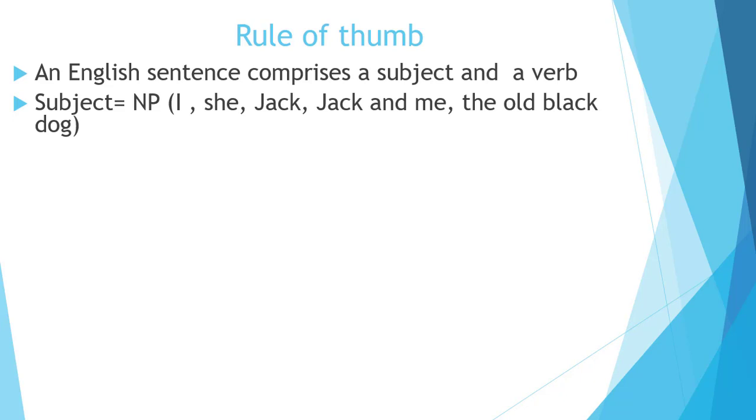Noun phrase, like it can be a pronoun like I or he or she or it. It can be a noun like Jack. It can be Jack and me, a noun and a pronoun. It can be an adjective and noun, the old black dog, but there must be a noun, okay? For example, the last phrase, the old black dog: two adjectives and a noun. It can be an adverb and an adjective and a noun.